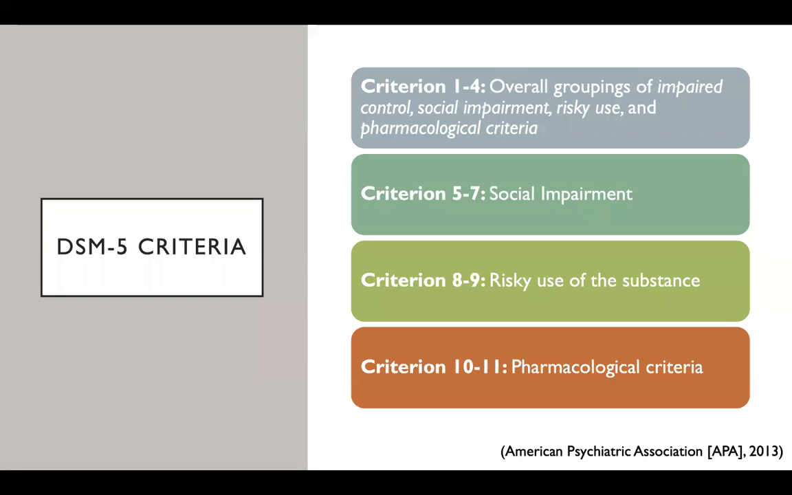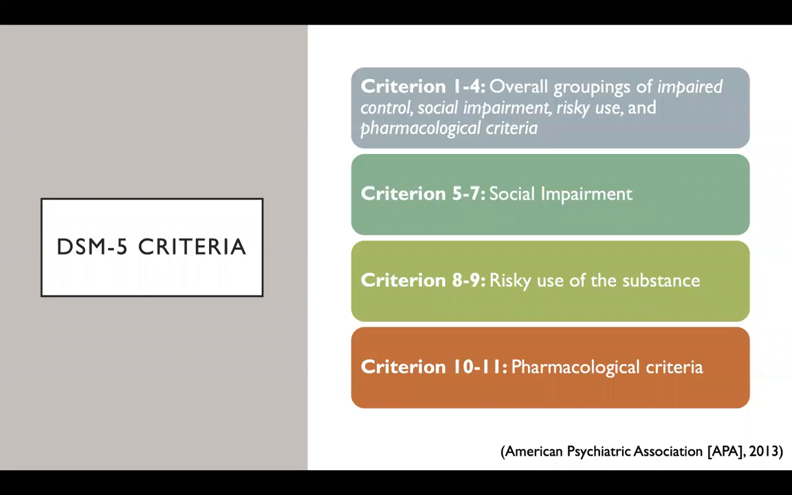Overall, the diagnosis of a substance use disorder is based on a pathological pattern of behaviors related to use of the substance. As you can see, there are 4 groups of criterion. Criterion 1 through 4 can be considered to fit within overall groupings of impaired control, social impairment, risky use, and pharmacological criteria. Criterion 5 through 7 include social impairment. Criterion 8 through 9 include risky use of the substance. And criterion 10 through 11 include pharmacological criteria.